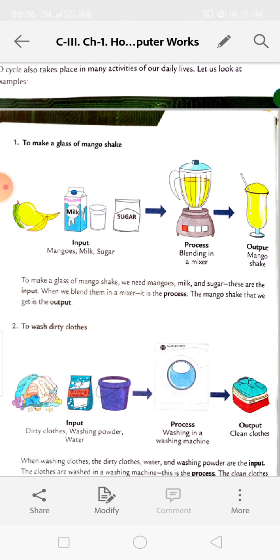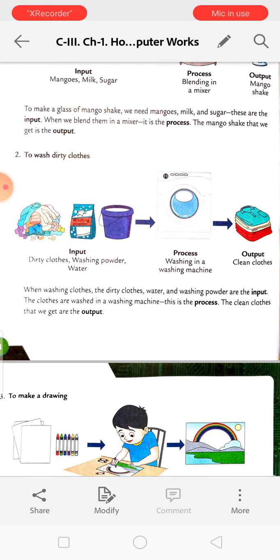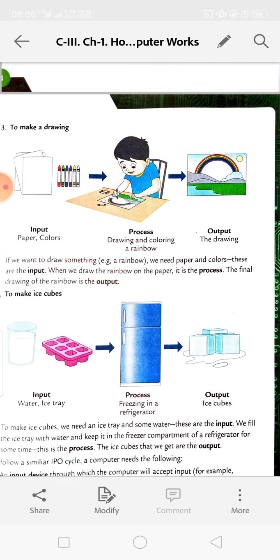When we are making a mango shake, we put milk, mango, and sugar in a blender, then we blend it, and then the mango shake comes out. Next, the input is dirty clothes, washing powder, and water, and we put them in the washing machine, and the output is clean clothes.